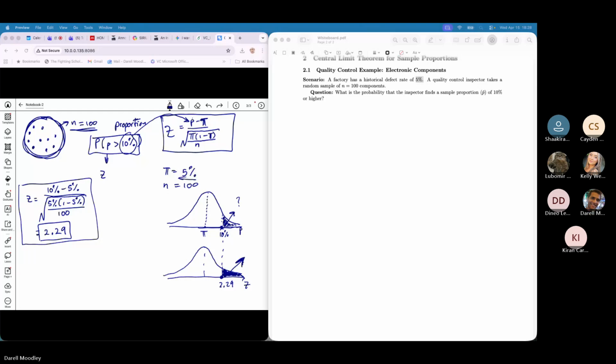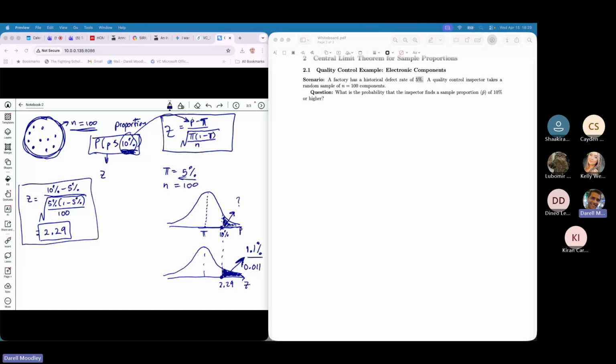And if you do that, then you'll see from the back of your table, this area will be 0.0, so about 1.1%. 1.1%. Or if you're going to leave it as decimals, it's 0.011. That's your answer. So that's the answer for this question. So there's a 1.1% chance that the number of components from your sample, there's a 1.1% chance that more than 10% of your sample is defective.